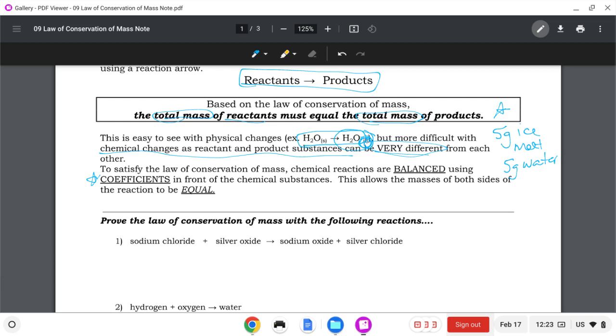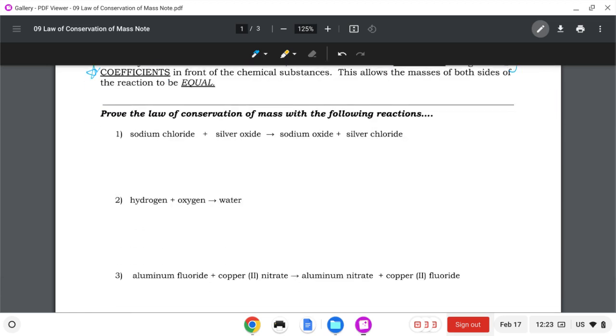I'm going to show you how we do this with 4 examples. Notice what I say: prove the law of conservation of mass, otherwise known as balance the following reactions. Notice that I have a reaction here with the words, the chemical names of my compounds. So we're going to convert these into chemical formulas. Here's sodium chloride, and sodium is a metal, chlorine is a non-metal. This is ionic. I need to look up the charges of each of those ions on the periodic table.